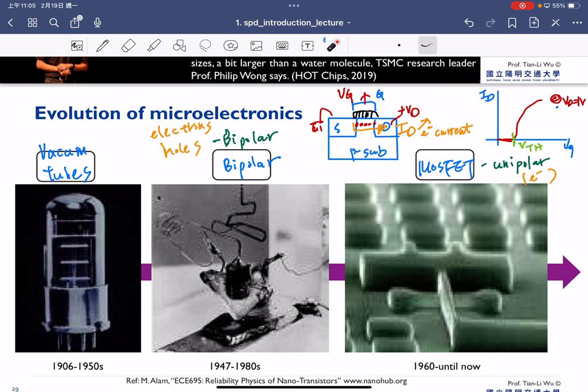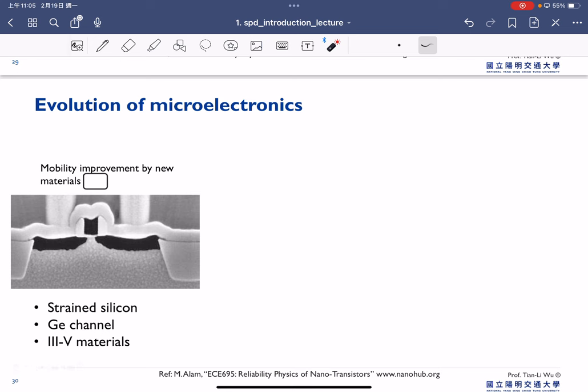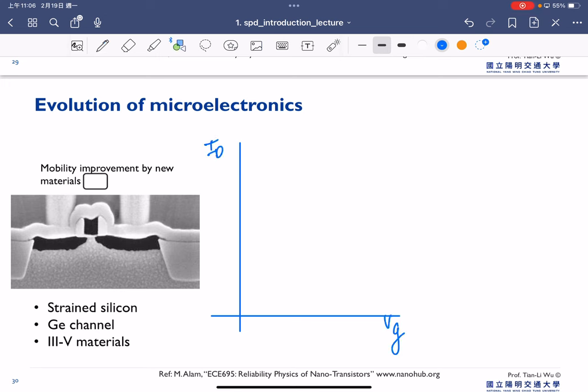Okay, so the further evolution of semiconductors is all related to how we continue to improve our IDVG curve. The typical IDVG curve is shown here: the drain current versus gate voltage. I think we started this class around 1.5 hours ago, and this is already maybe the third or fourth time I mentioned this curve, so it should be at least a little bit familiar to you. The IDVG curve should look like this here. And we all know this is what we call the threshold voltage.